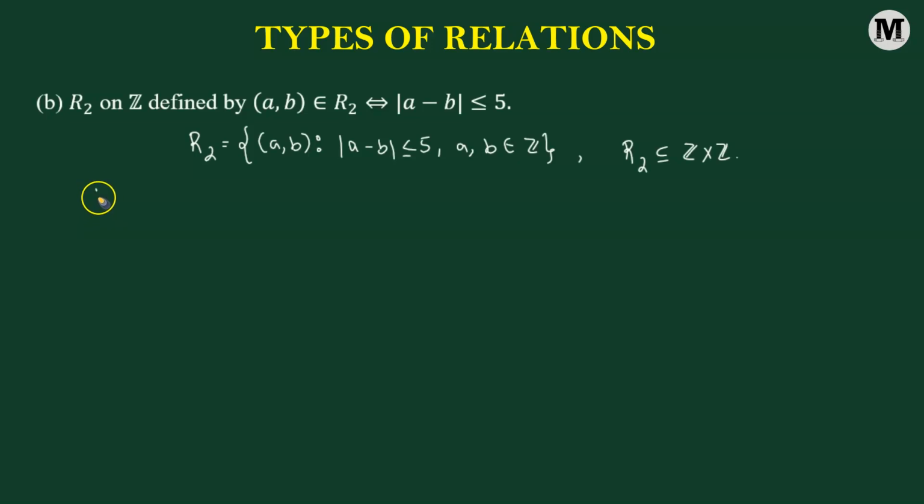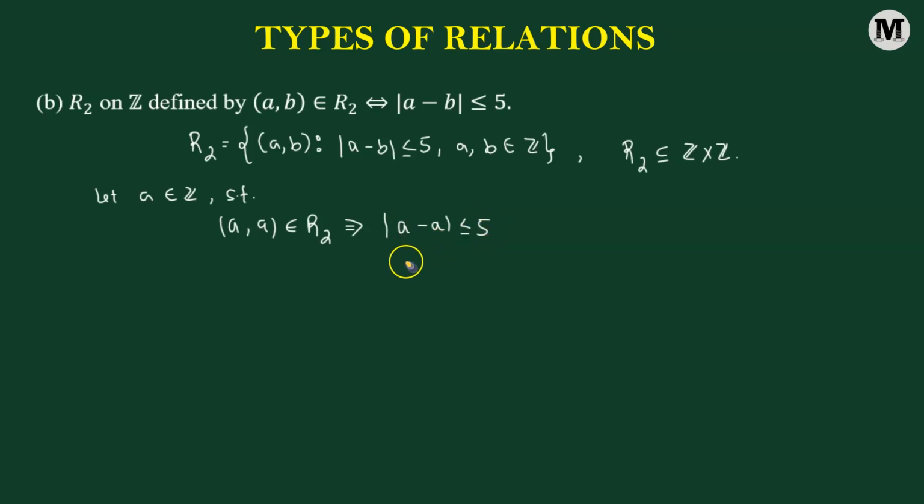To check for reflexivity, we're going to consider an element a which is an integer. So this is going to be an arbitrary element that we are choosing. Let a be an arbitrary element belonging to the set of integers Z, and take the ordered pair (a, a). What does it mean for (a, a) to belong to the relation R2? According to the definition, we have the absolute value of a minus a, replacing the b with a, less than or equal to 5.